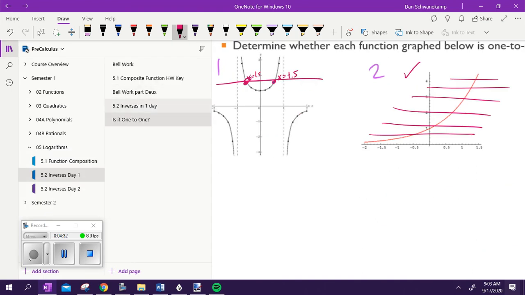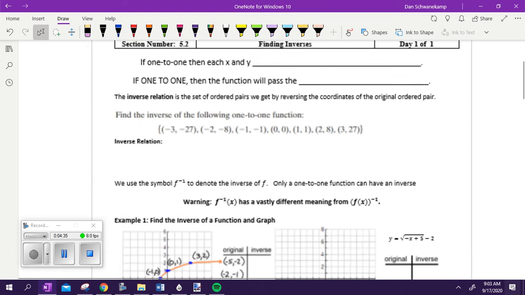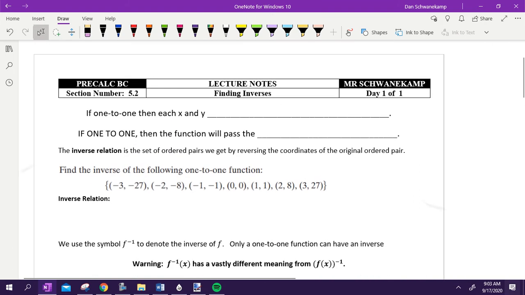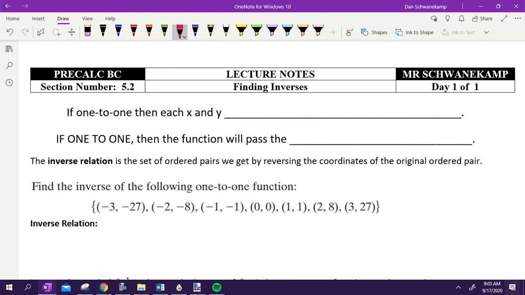So let's go to notes. A lot to get through today. Nothing super crazy, just a lot of different things. If a function is 1-to-1, then each x and y happens only one time. If my x can only happen once and my y can only happen once. If it repeats for either one, it's not a function, or I'm sorry, not a one-to-one function. If we're one-to-one, then the function will pass the horizontal line test. That's what we just discovered.